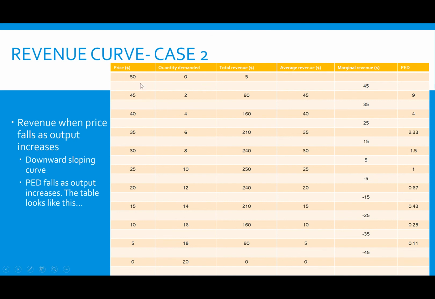So first we have different prices here. Now we have quantity demanded. When the price is very high, there is zero quantity demanded. But as the price decreases, quantity demanded also increases.